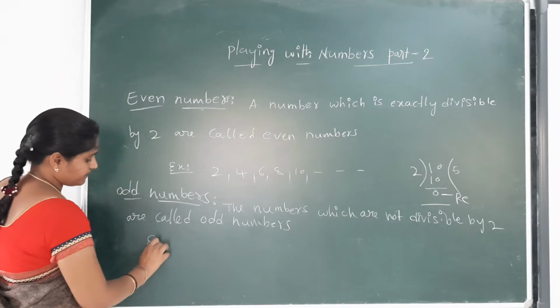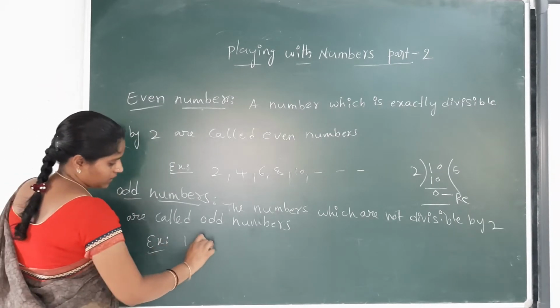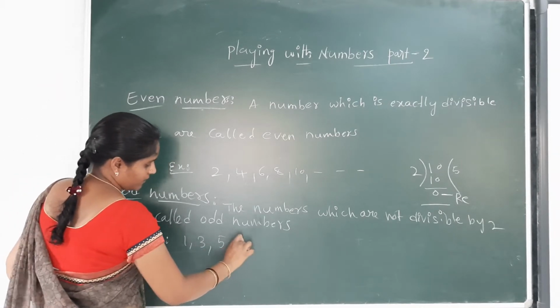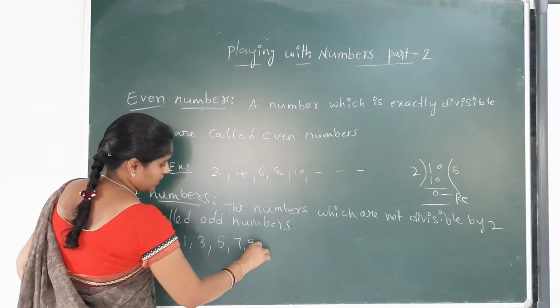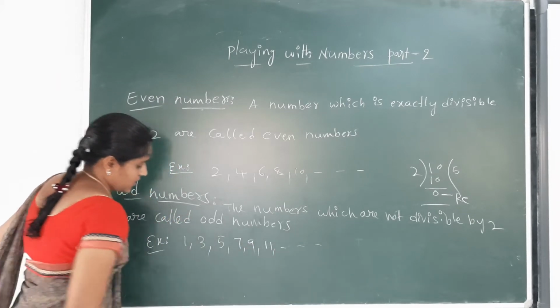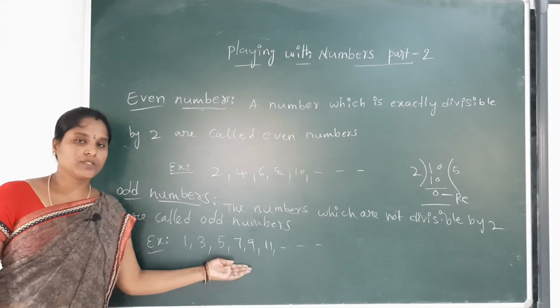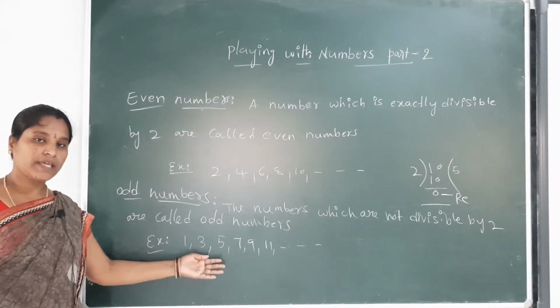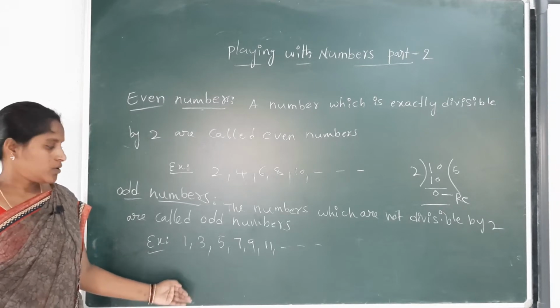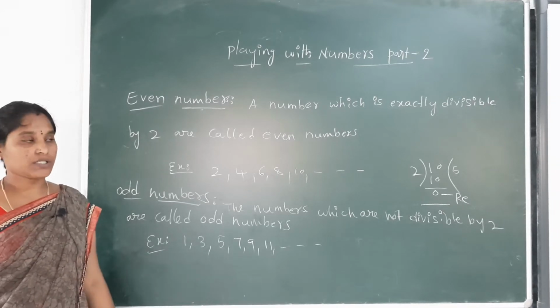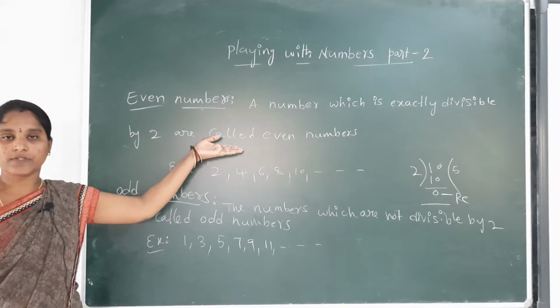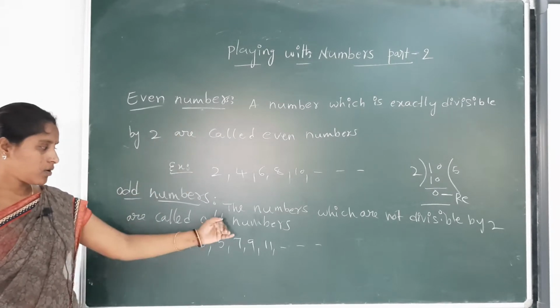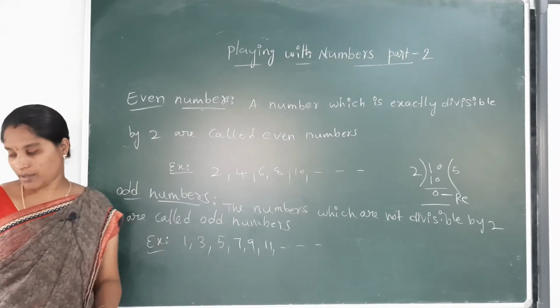For example, 1, 3, 5, 7, 9, 11, and so on. These numbers are not divisible by 2. Yes, if we do actual division, we get a remainder of 1. So, these numbers are odd numbers. The numbers which are exactly divisible by 2 are called even numbers, and which are not divisible by 2 are called odd numbers.